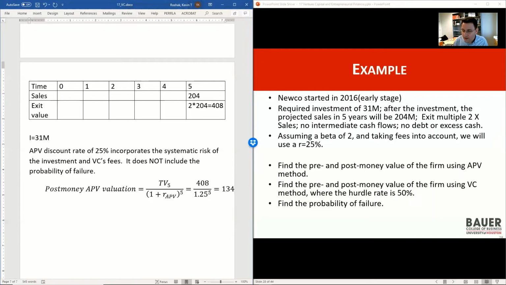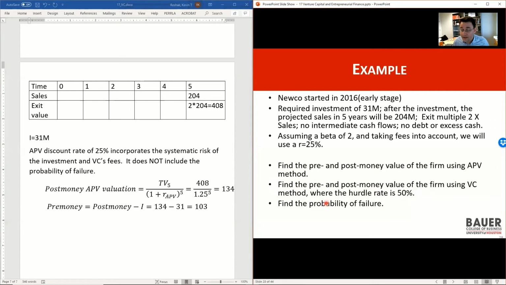To review the definitions here, if that's the post-money valuation, we can find the pre-money valuation as post-money minus the investment amount. So we invested 31 into the company, and had a post-money valuation of 134. That means the pre-money valuation is 103. Just in case you see those terms. Moving on to the next question.